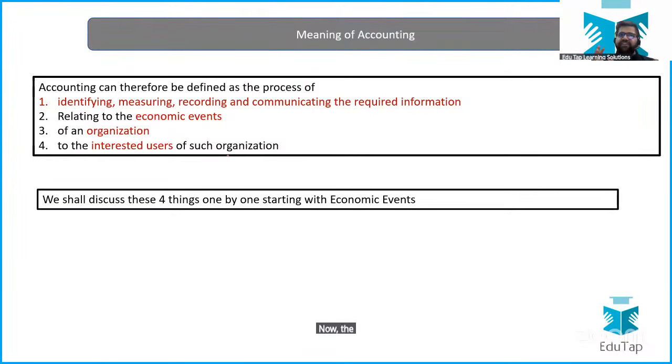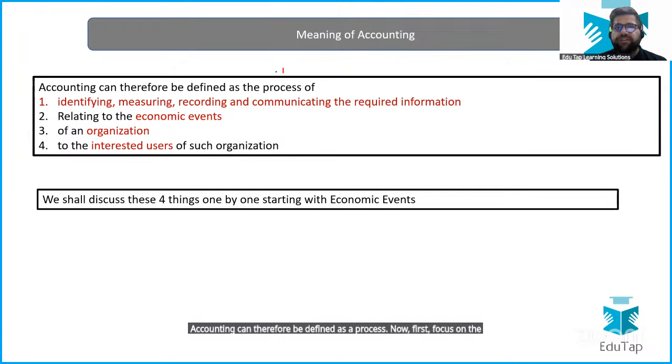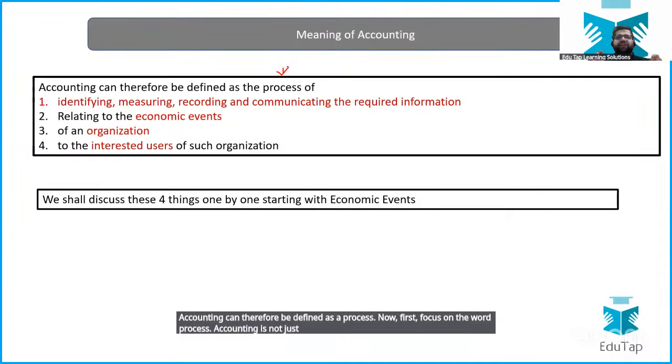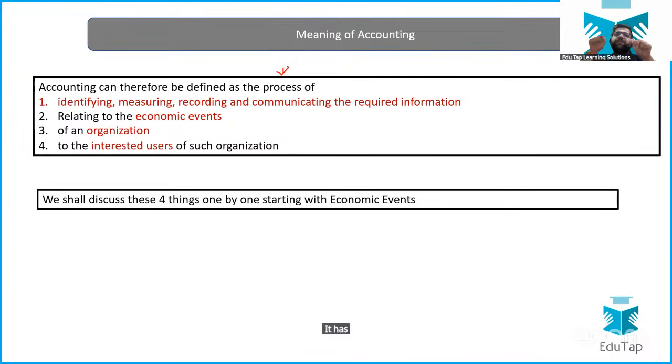Now, the definition says like this. Accounting can therefore be defined as a process. Now, first focus on the word process. Accounting is not just a one-shot activity. It has multiple steps, right? And by multiple steps, I mean first you complete step number one, then you move to step number two, then you go to step number three, then you go to step number four. Simple. It's a process, right?